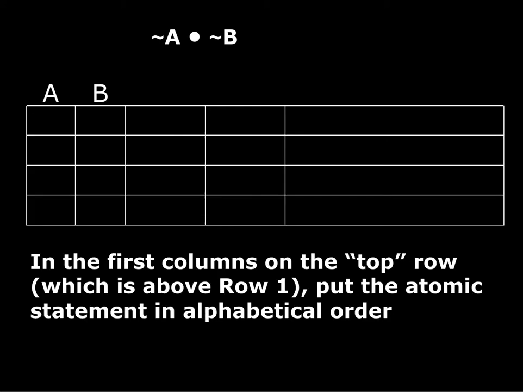Okay, so now the question is, how do we complete the table? The first thing you're going to do is, up above row 1 on top of the table, put your atomic statements in alphabetical order. That may not be the same order they show up. If this was not B and not A, we would still put A first and B second here. So always put them in alphabetical order. That's easy.